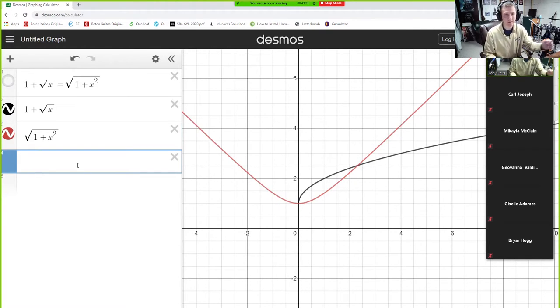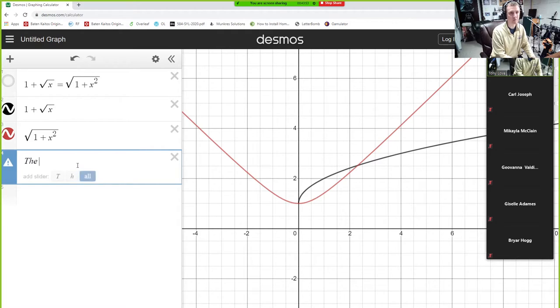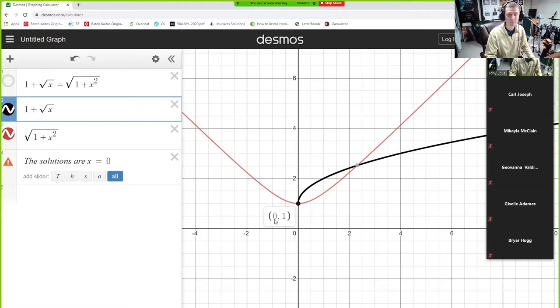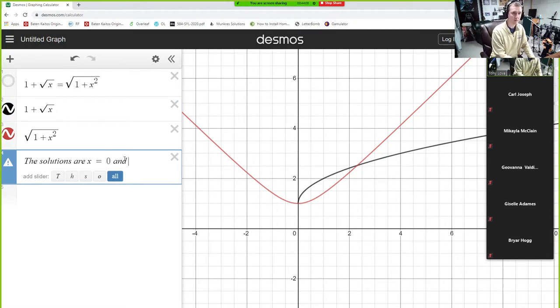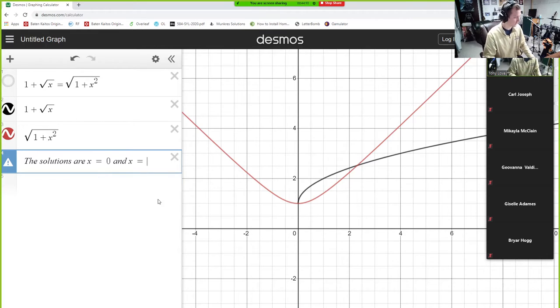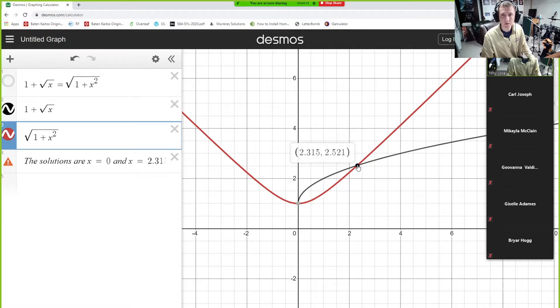So the way you would write it, you could say it in words, the solution is, or the solutions are, x equals 0, which comes from the x coordinate here, and x equals, what is it, 2.315, am I remembering correctly? 2.315, yep, because that's the x-coordinate at this intersection point.